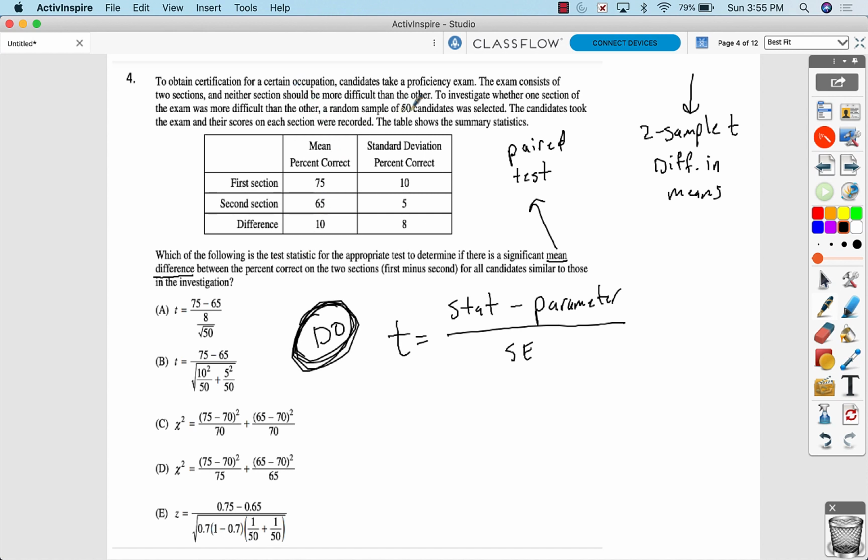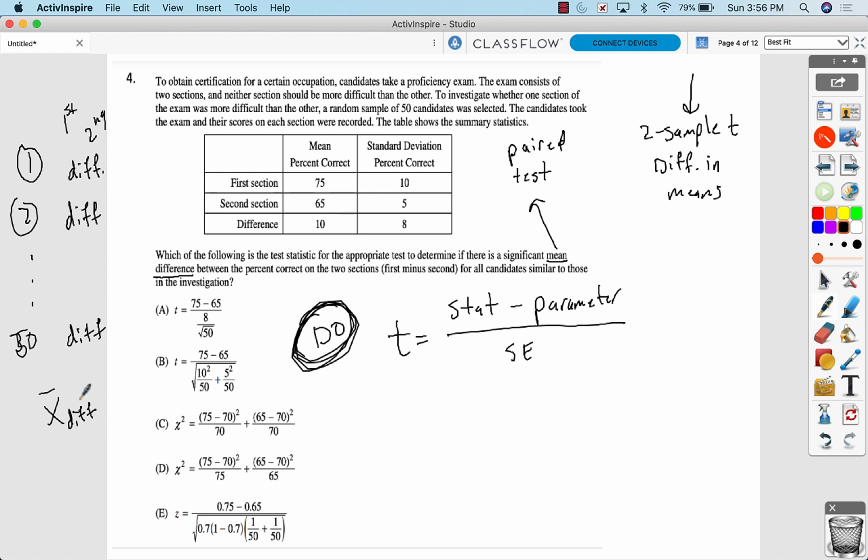Okay, so there's 50 candidates, and there's two sections. So assume this is the first candidate. Each candidate's taking both sections. So they get the first section, and they get the second section, and they measure the difference. And then the second candidate, they get the first, and they get the second, and they get the difference. And there's 50 candidates here. So the data is the average of all the differences, and that's called X bar diff.